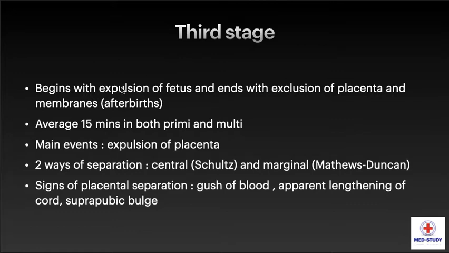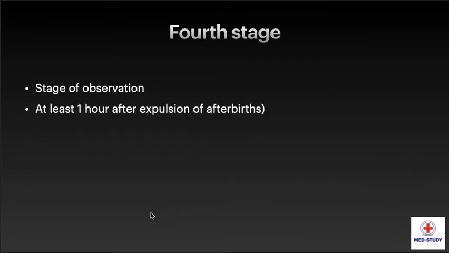Third stage begins with expulsion of fetus and ends with expulsion of placenta and membranes, that is afterbirth. Average duration is 15 minutes in both primi and multigravida. Main events are expulsion of the placenta. There are 2 ways of placental separation. First is central, that is Schultze method, and marginal, that is Matthews Duncan method. Signs of placental separation include gush of blood, apparent lengthening of the cord, suprapubic bulge.